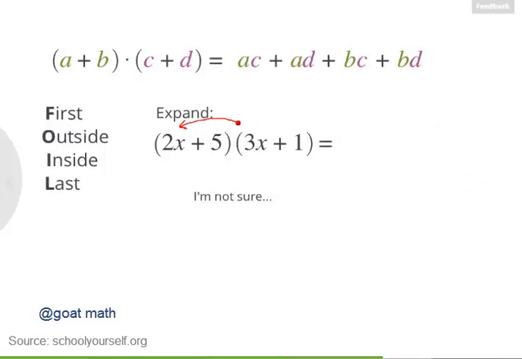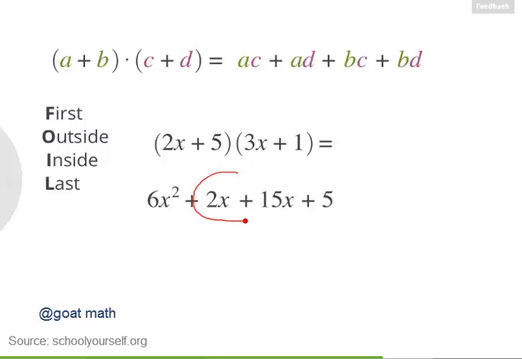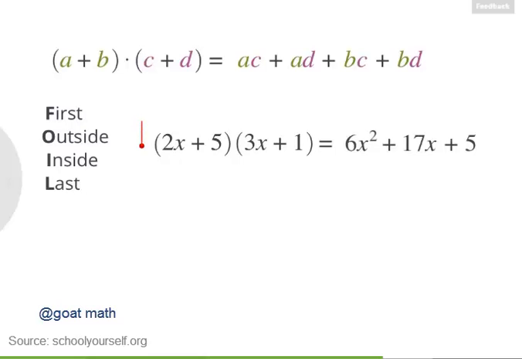Excellent work! Multiplying the first terms, you got 6x squared. The outside terms gave you 2x. The inside terms multiply to 15x, and the last terms multiply to 5. And you recognized that you have two like terms here, 2x and 15x, which add up to 17x. Plugging that in, we have our final answer. 2x plus 5 times 3x plus 1 equals 6x squared plus 17x plus 5.